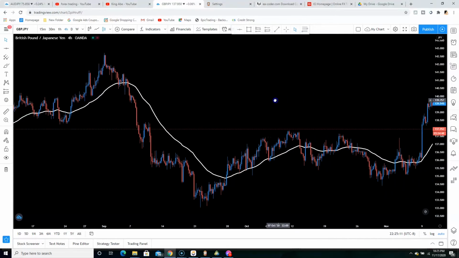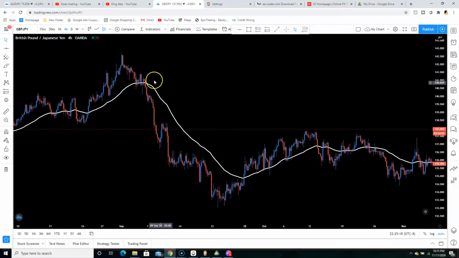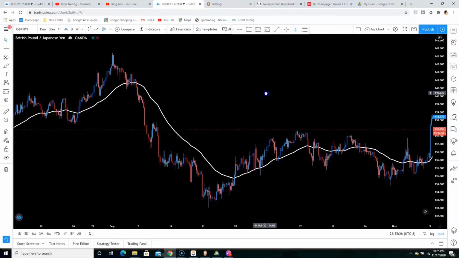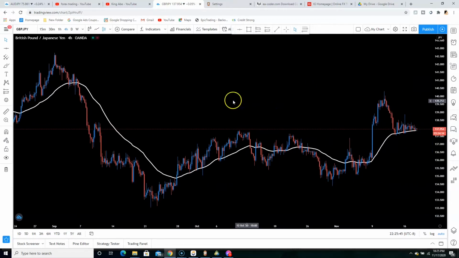So guys, right now we're looking at GBP/JPY on the 4-hour time frame, and as you can see, I already have my 50 EMA on my chart. I'm going to show you how to enter when you're using the 50 EMA, and I'll also be adding one more indicator and showing you how to actually use it for more and better profits.